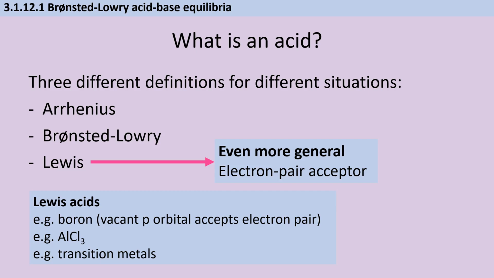The Lewis definition for an acid doesn't actually appear until the transition metal topic, but it's even more general than Bronsted-Lowry, and it is that an acid is an electron pair acceptor. This even applies to chemicals that don't interact with hydrogen ions at all. For instance, boron when it makes halides, or aluminium chloride, which is electron deficient and is able to take on a 4th chloride ion, or transition metals when they form complex ions.